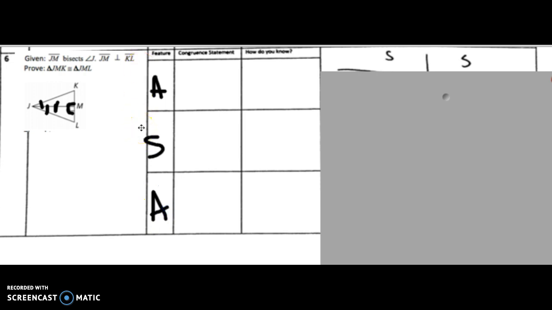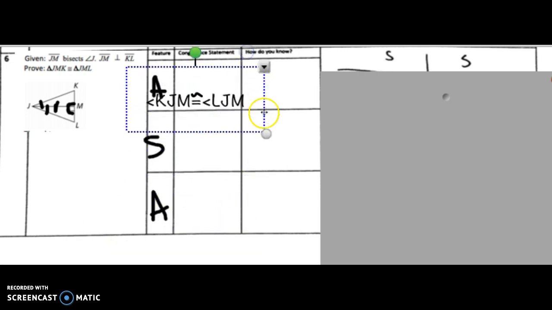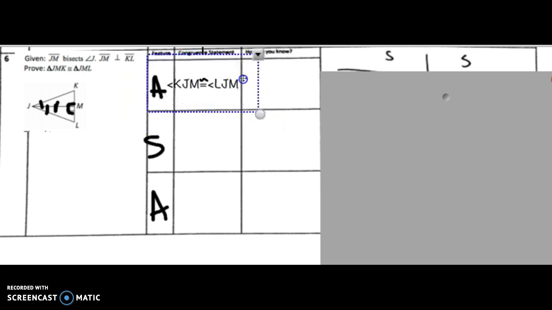None of these are in my given, so we're going to have to think a little bit here. So let's start with the JM bisects angle J. That would mean that angle KJM is congruent to angle LJM, the two halves of that angle, because an angle bisector will give me two congruent angles, right? So that top part is congruent to the bottom part.